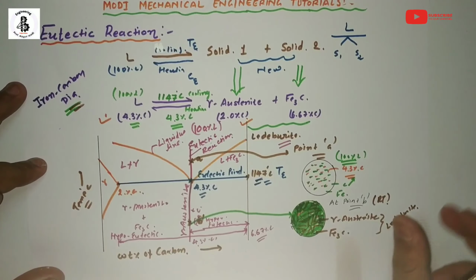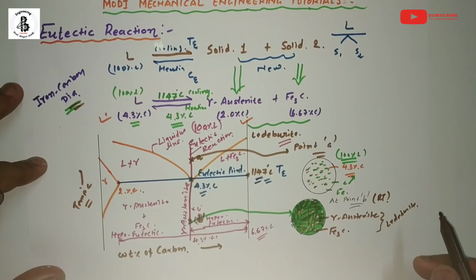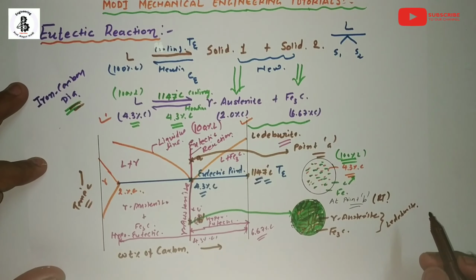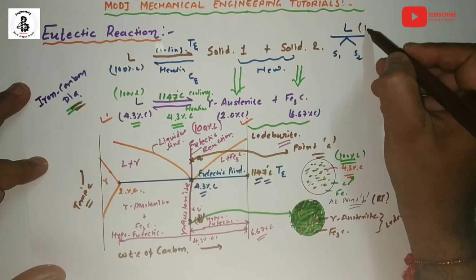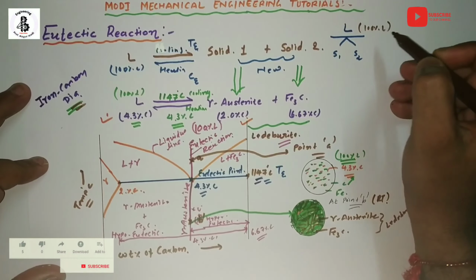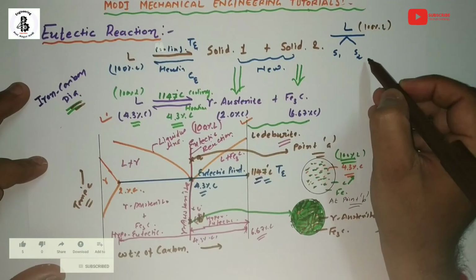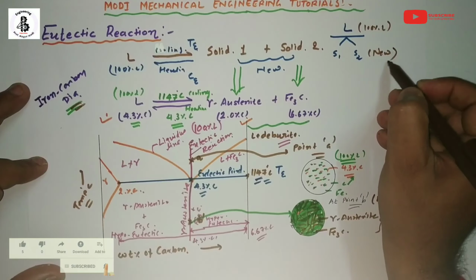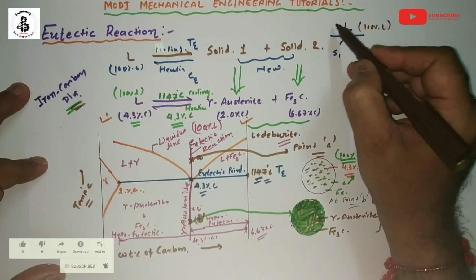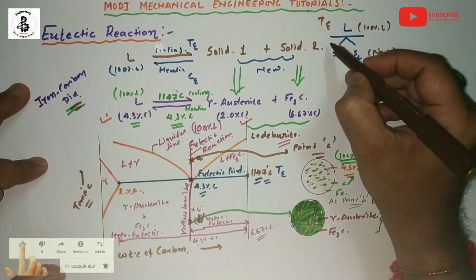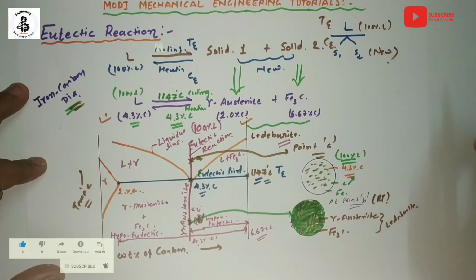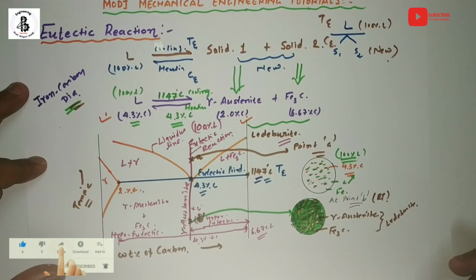So this is all regarding the eutectic reactions. In the simple or general case, 100% liquid will transform into two new solids at a eutectic temperature and eutectic composition. That will be known as a eutectic reaction.